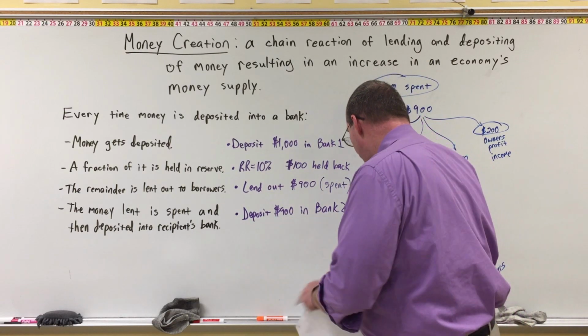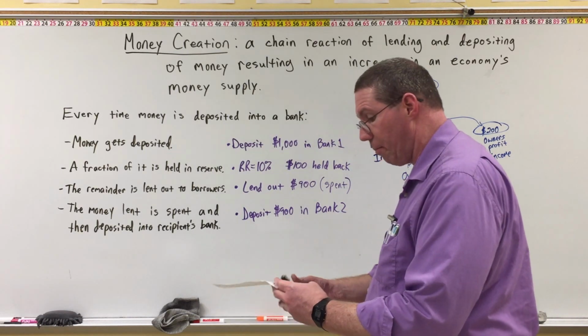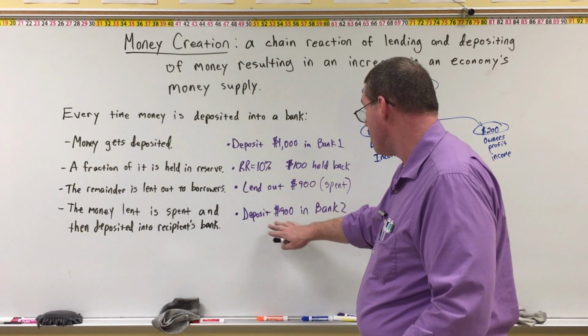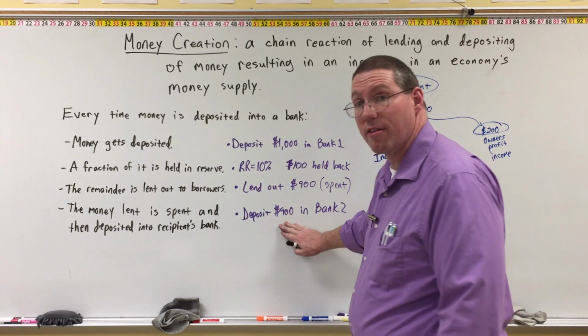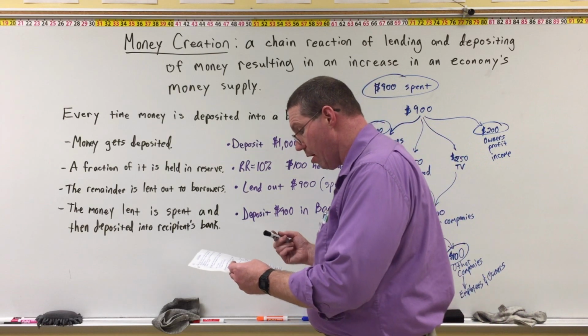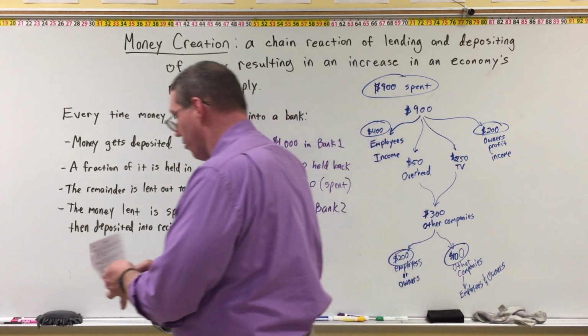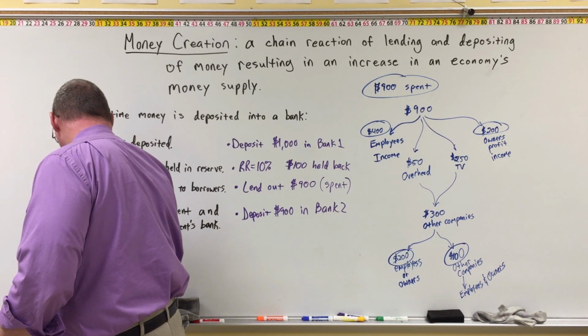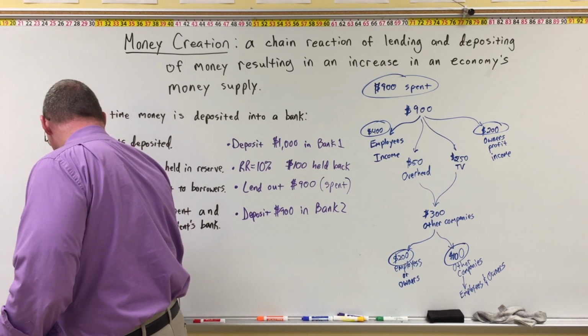So this money that bank number 2 has just received in deposits, remember the required reserve is 10%. So bank number 2 has to keep back some of this money. So that bank keeps a fraction and lends the rest.